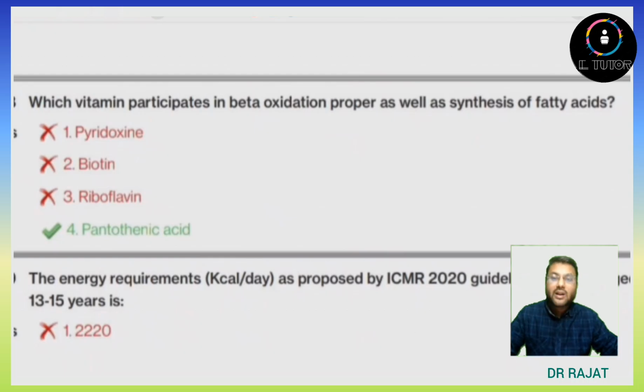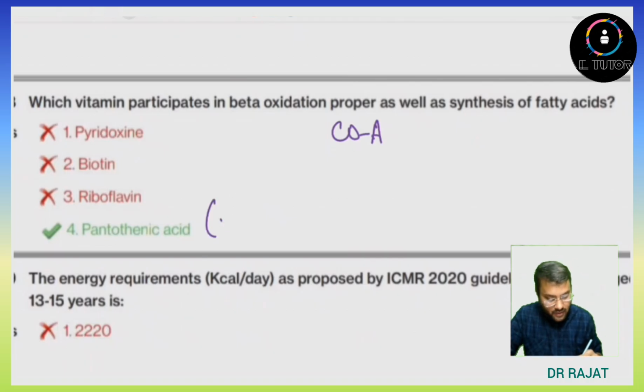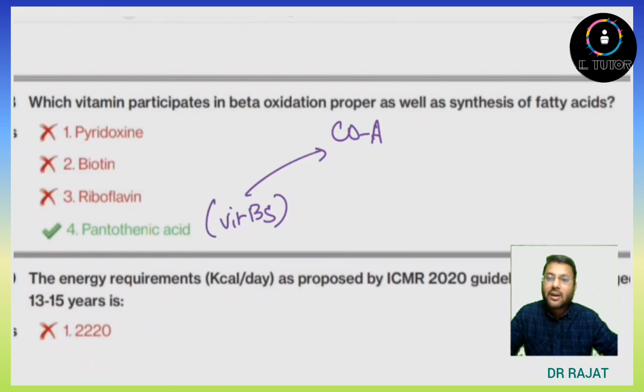Which vitamin participates in beta oxidation proper as well as the synthesis of fatty acids? So in both these processes, coenzyme A is required, and coenzyme A is a component of pantothenic acid, vitamin B5. So answer will be pantothenic acid because it is helpful in making the coenzyme A, which is required in both beta oxidation proper as well as synthesis of fatty acids.